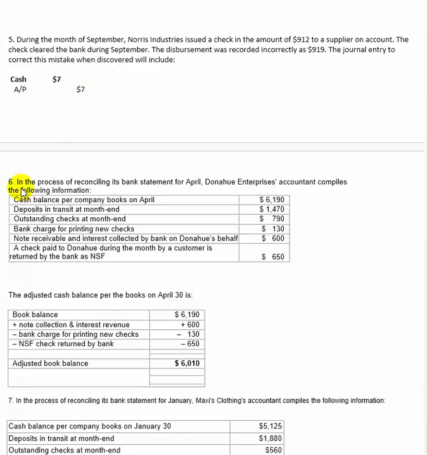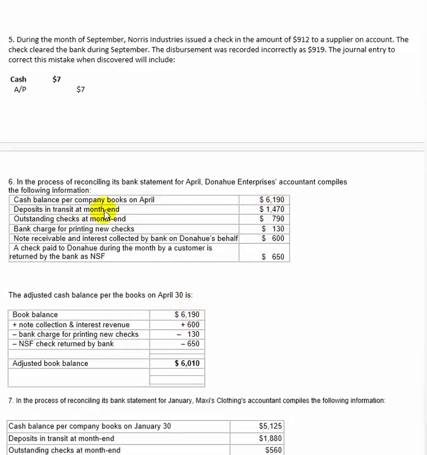Number 6. In the process of reconciling its bank statement for April, Donahue Enterprises accountant compiles the following information. So we got all this information right here, and what we're looking for is the adjusted cash balance per books on April the 30th. Okay, we're going to go through this list and see everything that affects the bank reconciliation on the books side. So cash balance per books at the end of April will be $61.90. So we'll start with the book balance of $61.90.